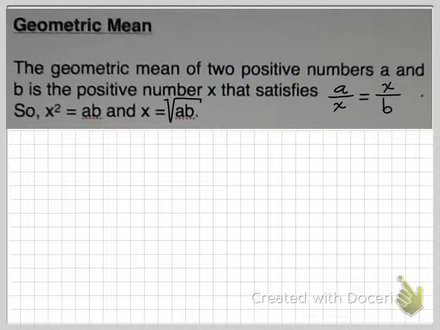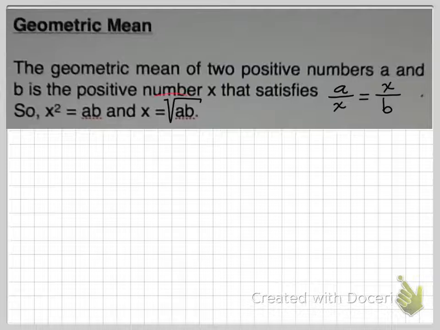The geometric mean of two positive numbers, a and b, is the positive number x that satisfies the proportion a over x is equal to x over b, such that x squared equals a times b. And x then is the square root of a times b. And this is the wording that was given to you in the book. That's why I typed this up, I had you write it down.